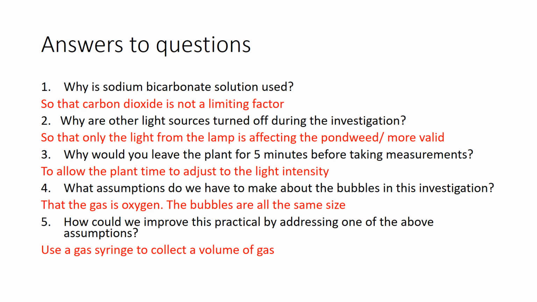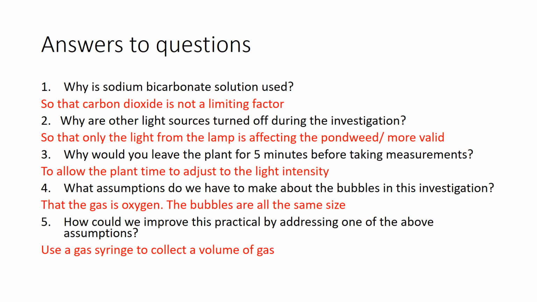So the first question that I asked was, why is it that they're using sodium bicarbonate solution? And that's because you want to make sure that carbon dioxide is not a limiting factor. We've gone through the limiting factors of photosynthesis in the lesson, and one of those is carbon dioxide. So we want to make sure that the maximum amount of photosynthesis is happening, so we need to make sure that the other things are not going to limit it. So well done if you got that.